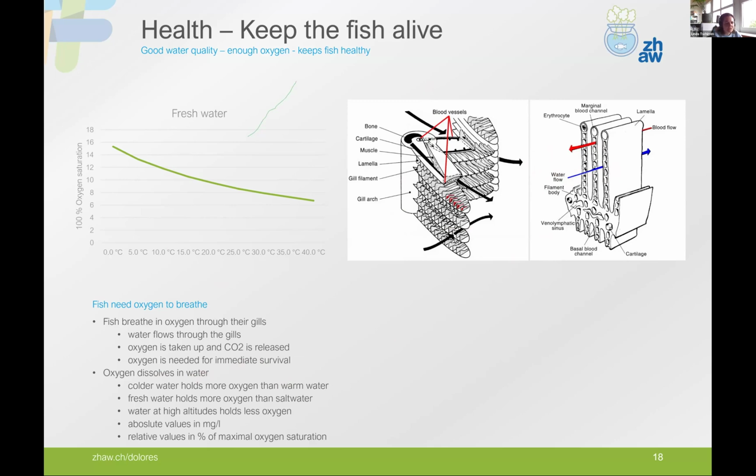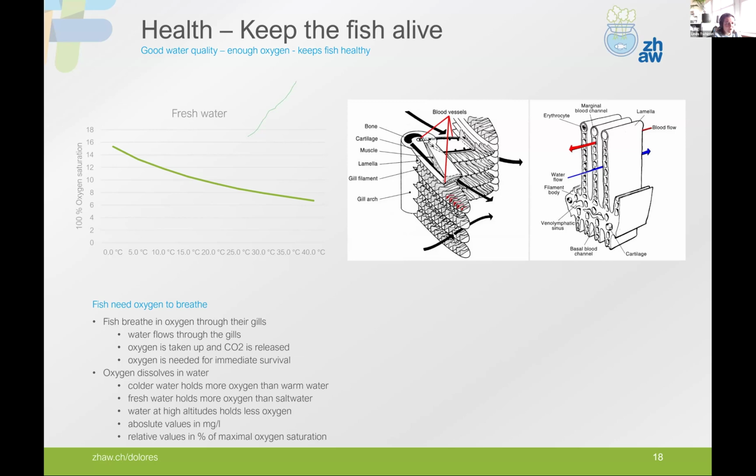Oxygen dissolves in water a bit differently depending on the water temperature. The warmer the water is, the less oxygen it can contain. The saltier the water is, it also can have less oxygen, and high altitudes have less oxygen. So depending on where, let's say in Kenya, you have your farm, that can be quite different depending on the altitude that you're on.